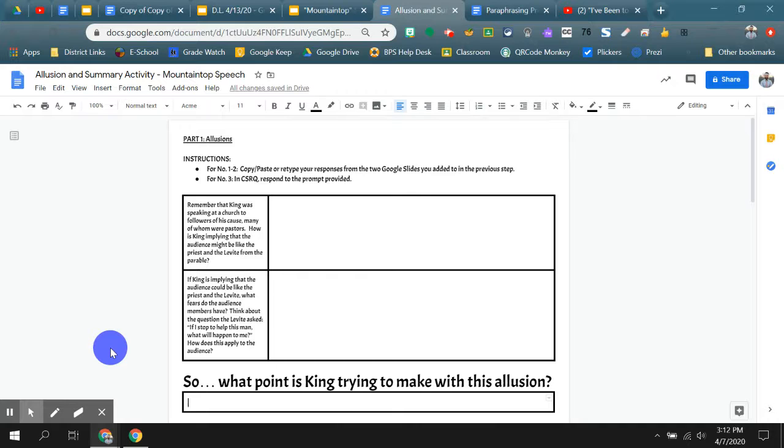So why is he using that allusion? Why did he include that allusion in his speech? What point is he trying to make? What is he hoping to accomplish?